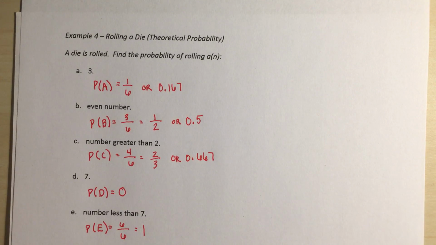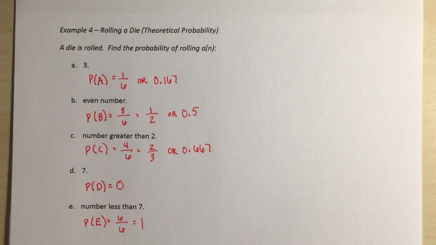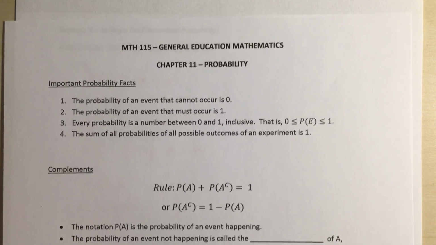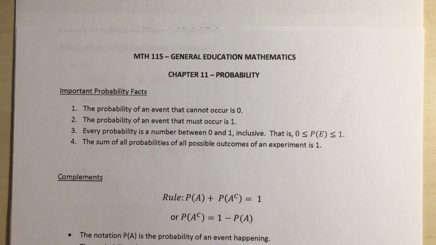So when we're thinking about probabilities, again, we're thinking about calculating these theoretical probabilities, and these are things that we want to keep in mind. On the next page, at the top, there is a brief list of important probability facts, which we just saw in our last example. The probability that an event cannot occur is 0. If it must occur, it's 1. Think about 0% or 100% if it's helpful to think about these in percents.